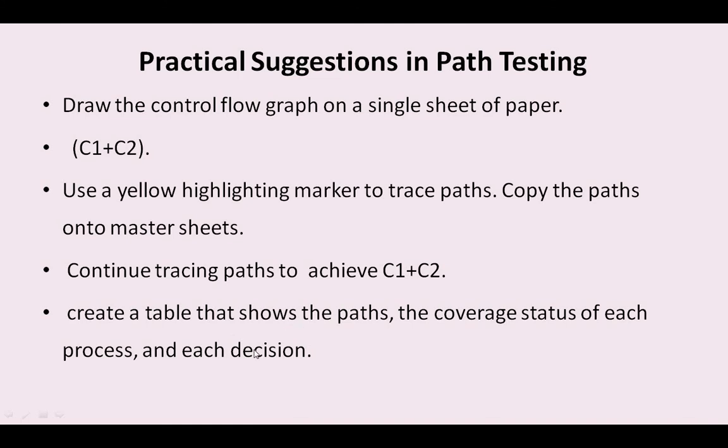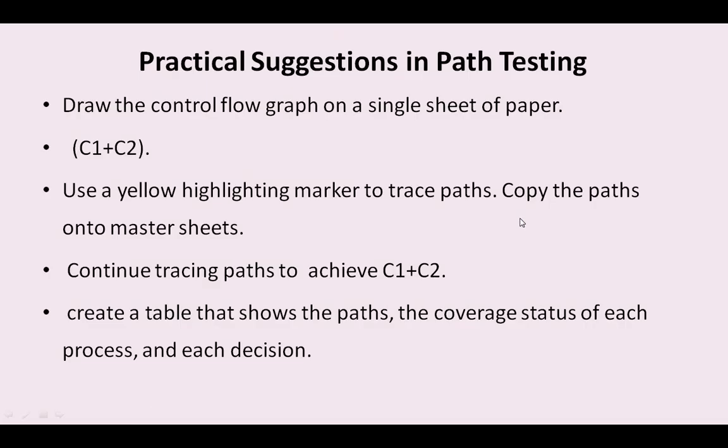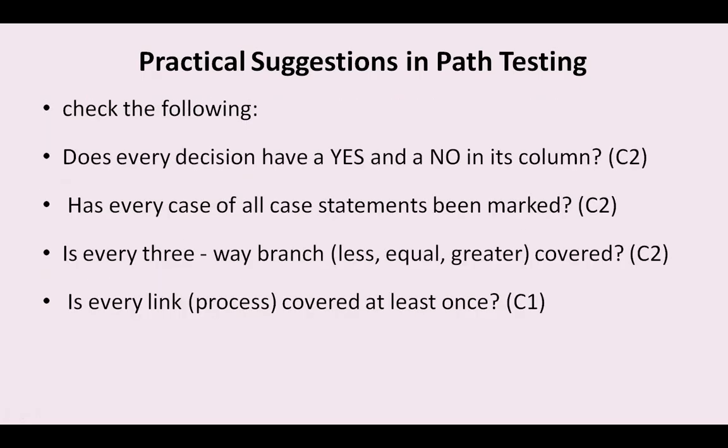Based on each decision, it shows that path testing is achieved as well as branch testing. You make a table, you enter the paths, you take the decisions, and you take the process links like this. These are the practical suggestions regarding path testing. So this ends the path testing criteria.